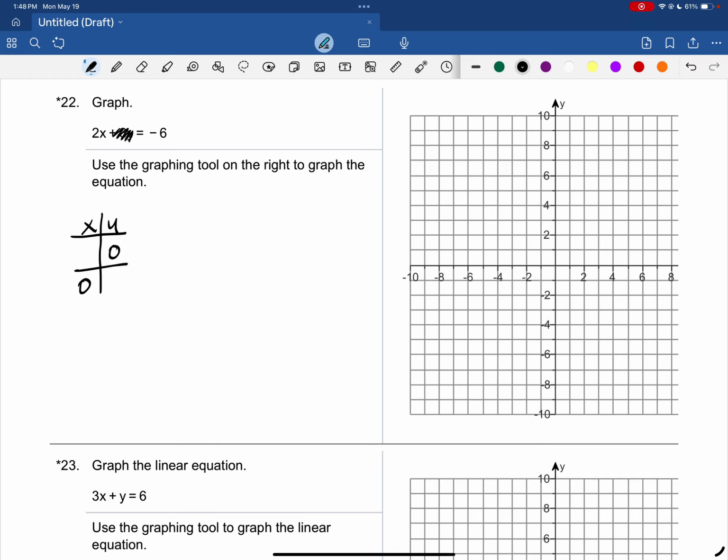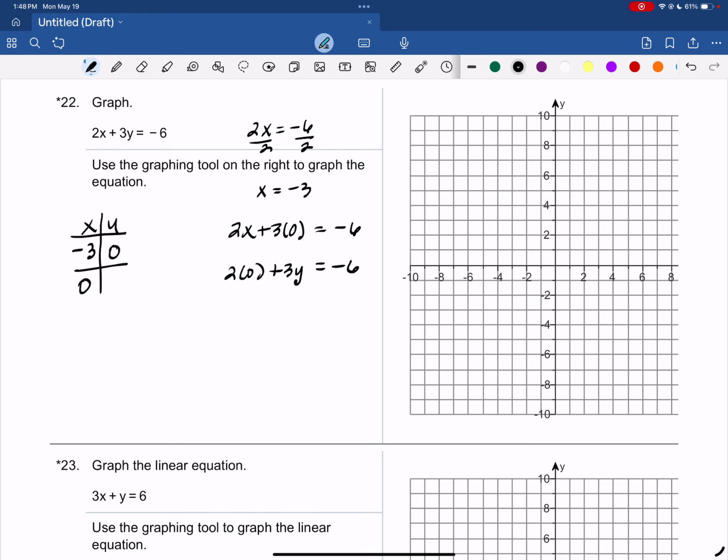Look, I'm letting y be 0. I've got 2x is negative 6. Divide by 2. X is negative 3. Okay. Now, remember what I was doing there. I was doing 2x plus 3 times 0. Therefore, this value is 0, and I can just eliminate it. Now, if I want to do the y-intercept, it would be 2 times 0 plus 3y is negative 6, or this is 0. Divide both sides by 3 this time.